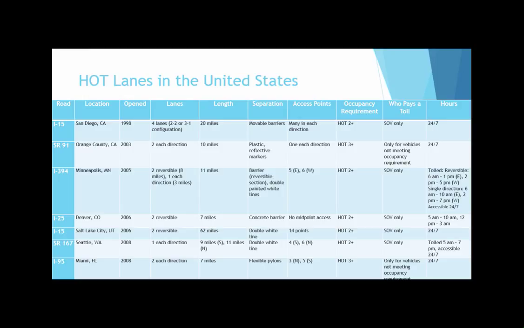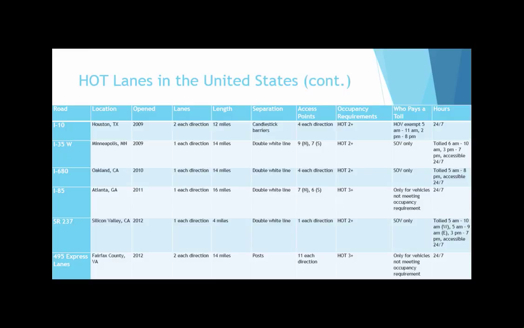There are 3 access points northbound and 5 access points southbound. The occupancy requirement is HOT3+, so you're considered a high occupancy vehicle at 3 or more occupants. And these high occupancy vehicles do not pay a toll, while others do. And the hours, this one is also 24/7, excuse me.